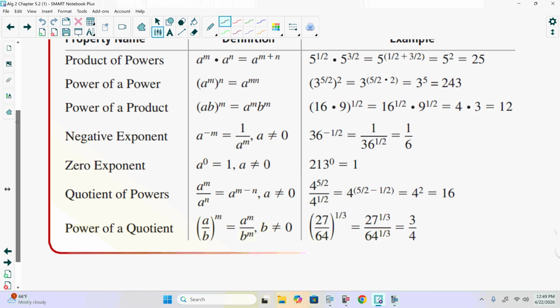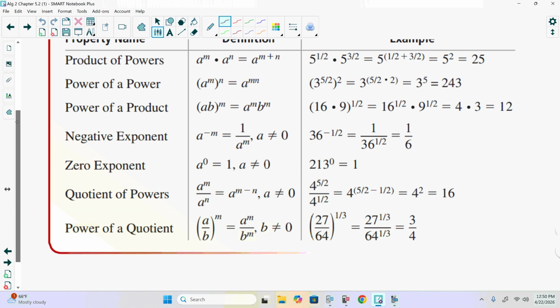Product of powers. If we multiply like bases together, we add the exponents. Power of a power. When we have a power of a power, we multiply those powers. So a to the m to the n is a to the m times n. Power of a product. If we have two things being multiplied together, put to that same power, we can rewrite it as both of those terms to that power. We can apply that power to both terms.